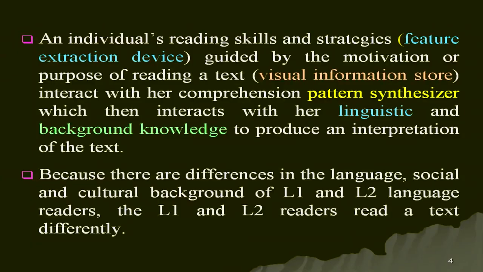And individuals' reading skills and strategies, that is the feature extraction device, are guided by the motivation or purpose of reading a text. The visual information store interacts with comprehension, the pattern synthesizer, which then interacts with linguistic and background knowledge to produce an interpretation of the text. So I have used here two terms, linguistic and background knowledge. Then only you can have a proper interpretation of the text.